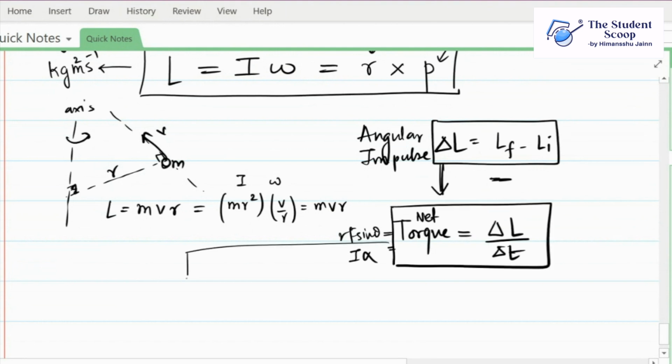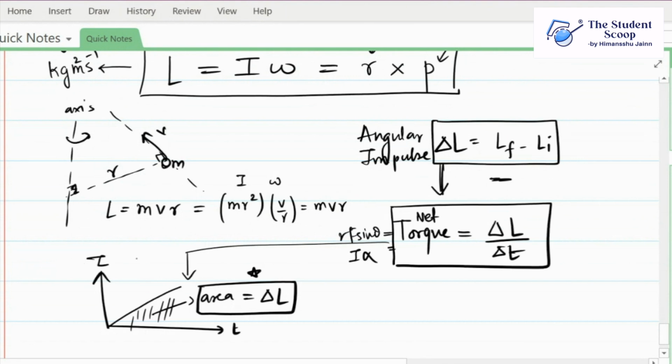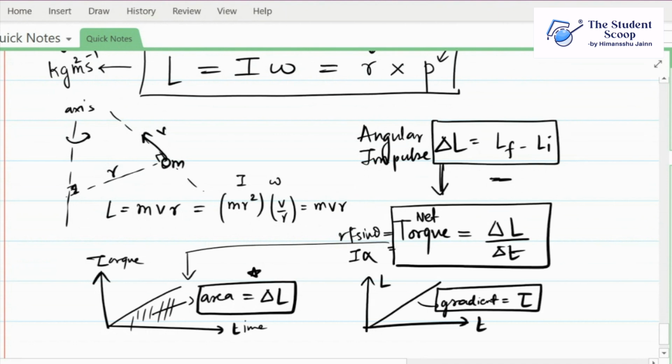There are graphical implications. First of all, if there is a torque versus time graph, the area under the curve is the change in angular momentum. There is a question on this, so remember: in a torque versus time graph, the area is the change in angular momentum. And if it is an angular momentum versus time graph, then the gradient is equal to the net torque. These are the implications of these two formulas.